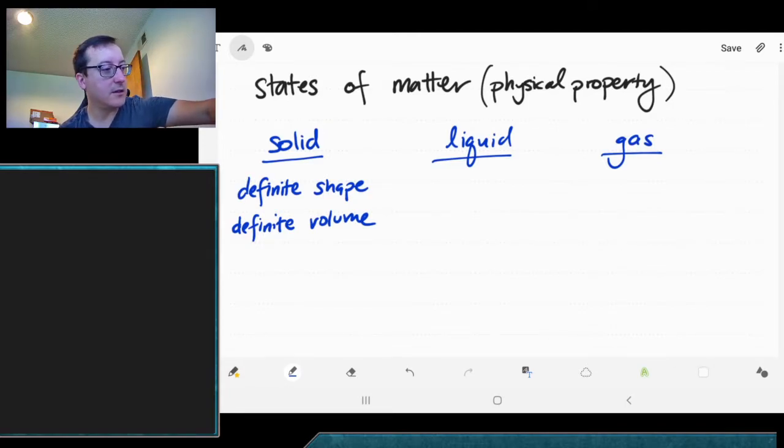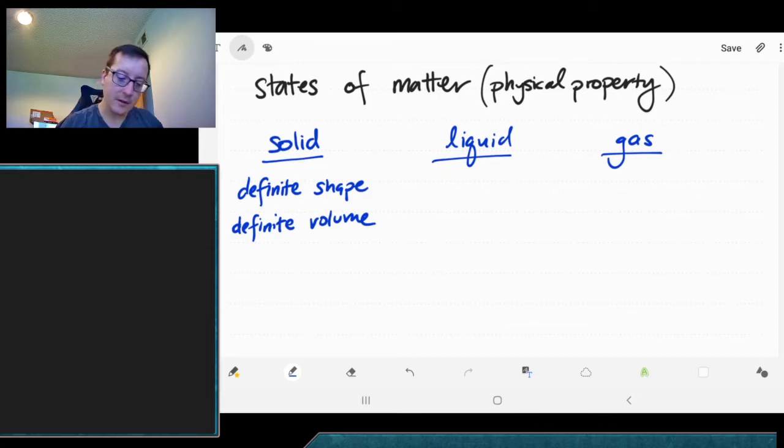I have a stapler here that is in the solid state. If I move it over here, a different physical position, it's still a stapler. It's still got the same shape, stapler shape, and it's still occupying the same amount of space no matter where I put it, right? So that's what defines a solid.